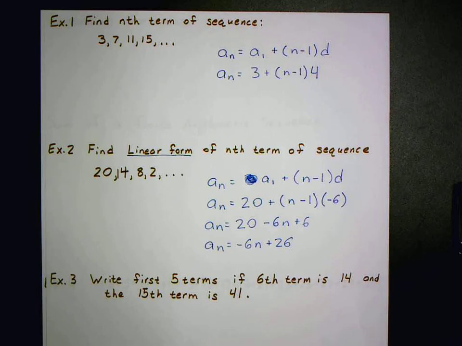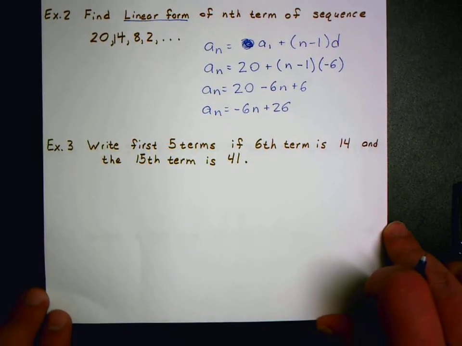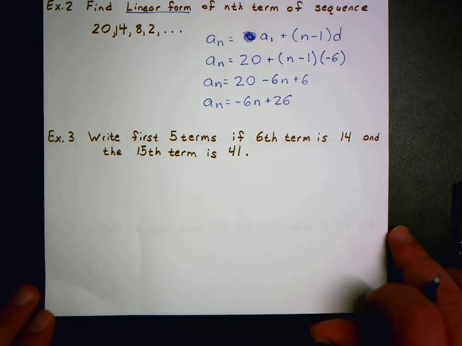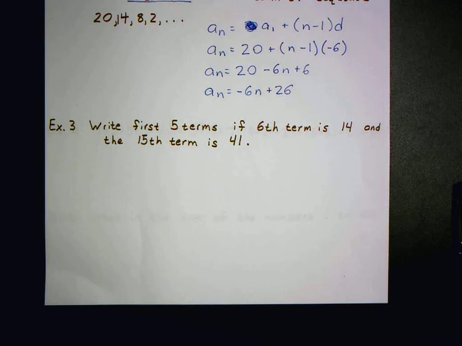And then example 3 is supposed to be the hard one. Again, nice thing is, pretty much all this section is plugging in numbers into formulas. The hard thing I'm going to make you do is you have to remember the formulas. Okay, so write the first 5 terms of a sequence where the 6th term is 14 and the 15th term is 41.